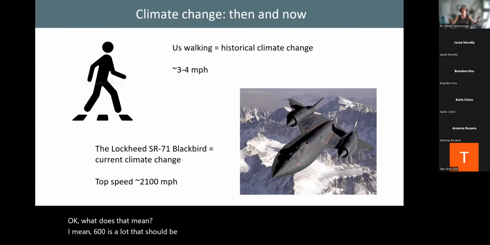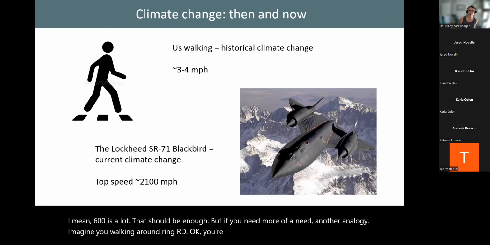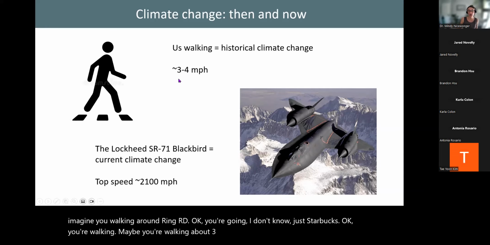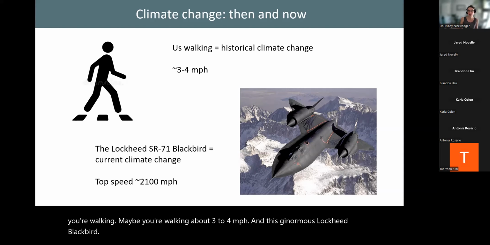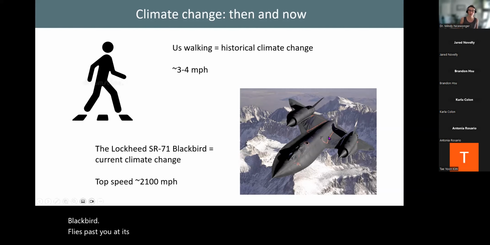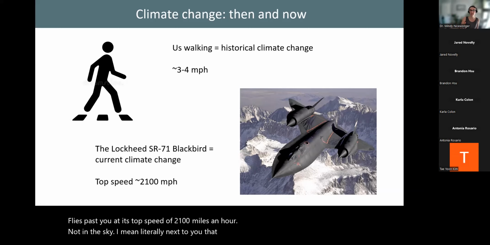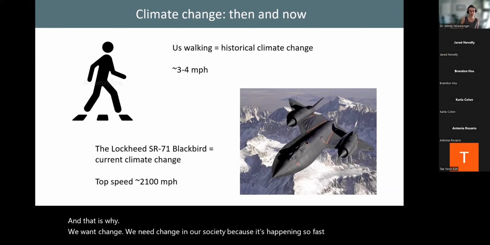That should be enough. But if you need another analogy, imagine you walking around Ring Road, going to Starbucks. You're walking about 3 to 4 miles per hour, and this ginormous Lockheed Blackbird flies past you at its top speed of 2,100 miles an hour. Not in the sky, I mean literally next to you. That is modern climate compared to your historical climate. And that is why we want change. We need change in our society because it's happening so fast.